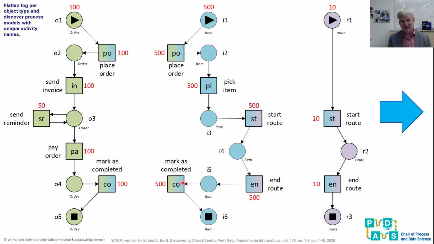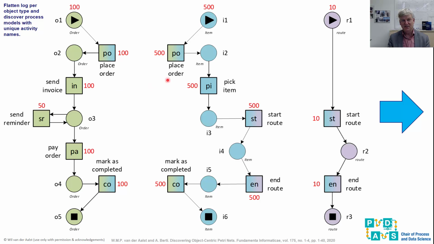So how does this work technically? I'm not going to explain the details, but the principle is quite easy. We first flatten the event log for each possible case notion. So for every object type, we create a model, but these models have the convergence and divergence problems that I mentioned before. Then we see how every object is flowing through the corresponding process model, and we do this separately for every object type. Here I have three object types, order, item, and route, and I treat them separately.